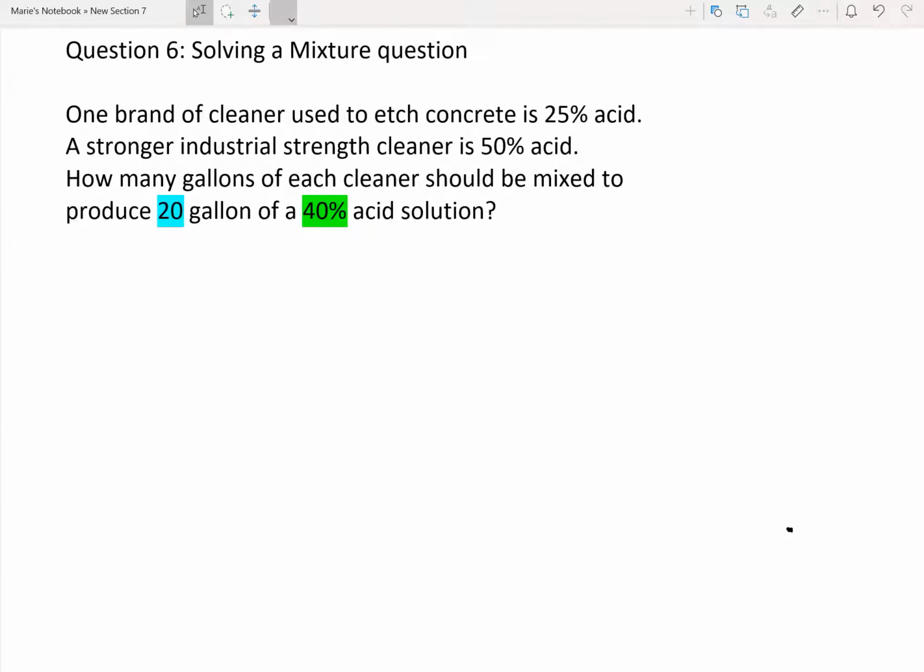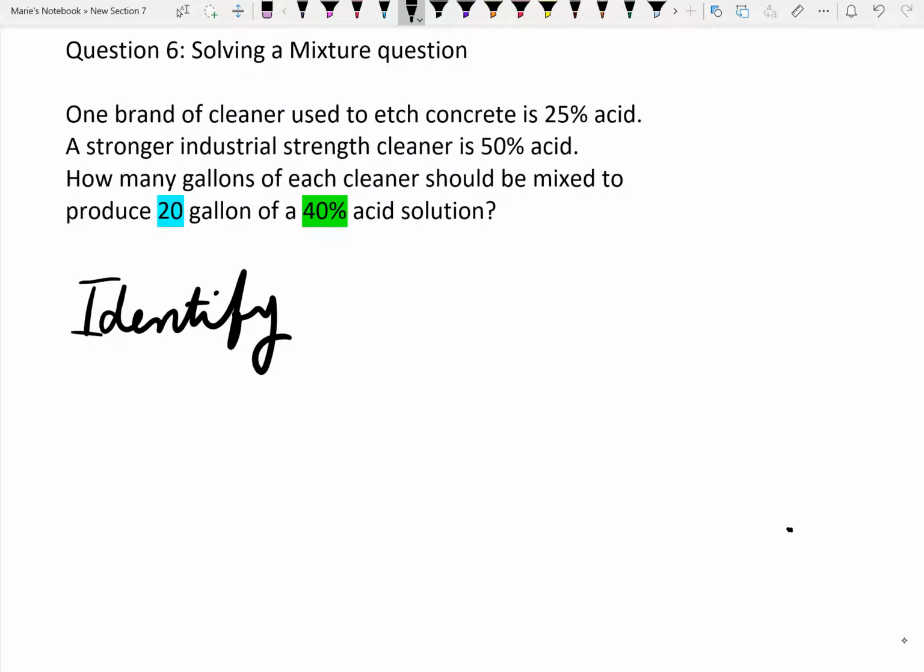Okay, so this next set of questions are going to be the mixture questions. I'll do a couple of these with you on video. And so what you need to do, in step 1, is identify your variables.